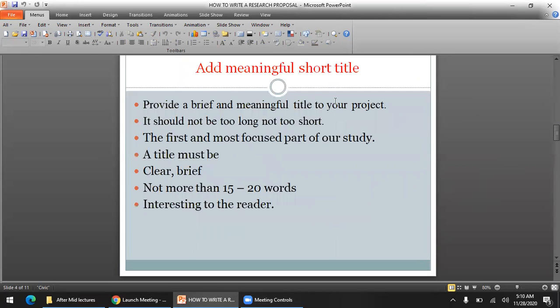First of all, write a short and meaningful title. Provide a brief and meaningful title to your project. It should not be too long, not too short. The title is the first and most focused part of your research study. A title must be clear and brief, not more than 15 to 20 words, and interesting to the reader. So your title must be interesting.